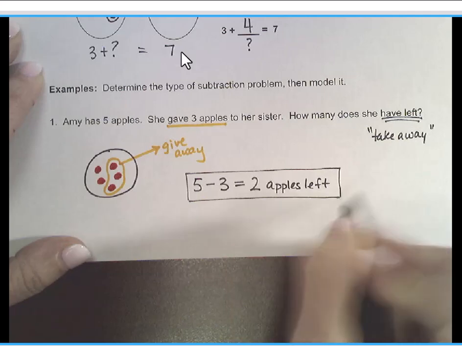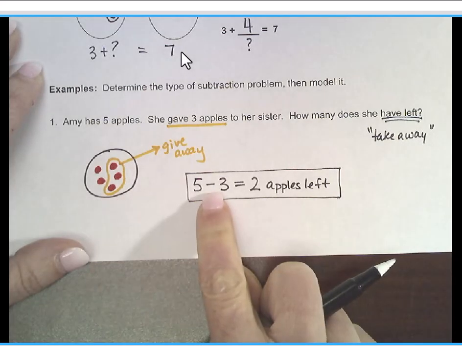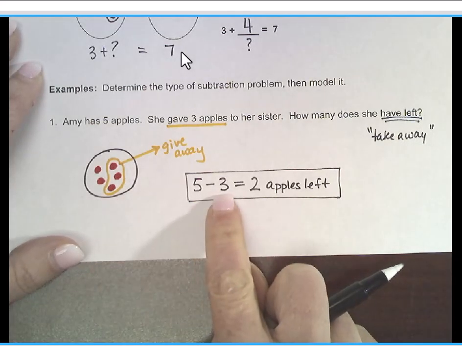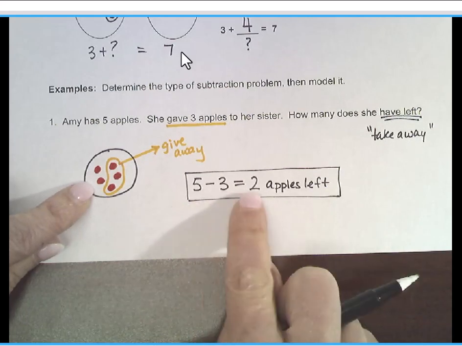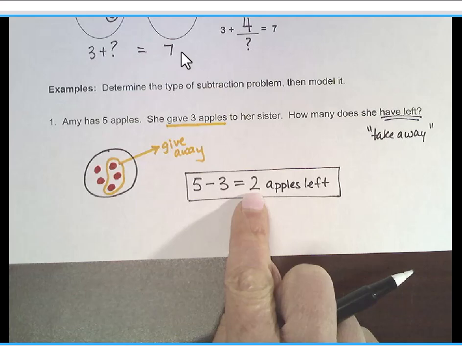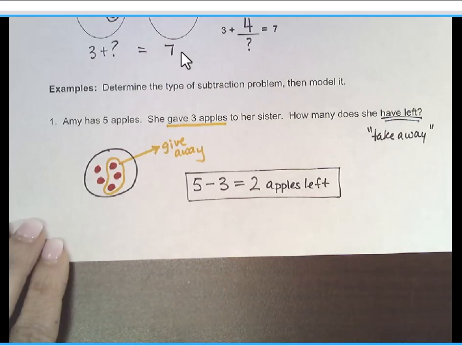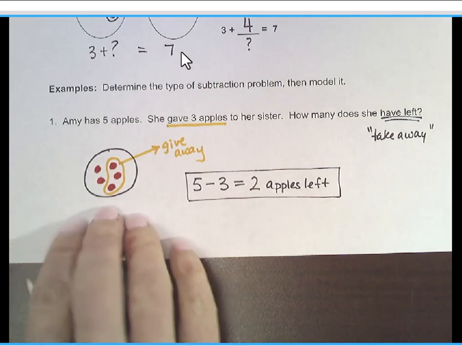So not only have you drawn a model, but you've also put down in math language what your model says in math. And it says 5 take away 3 is equal to 2. And that's how many she has left. So that's definitely a takeaway type of problem. Look at the next one.